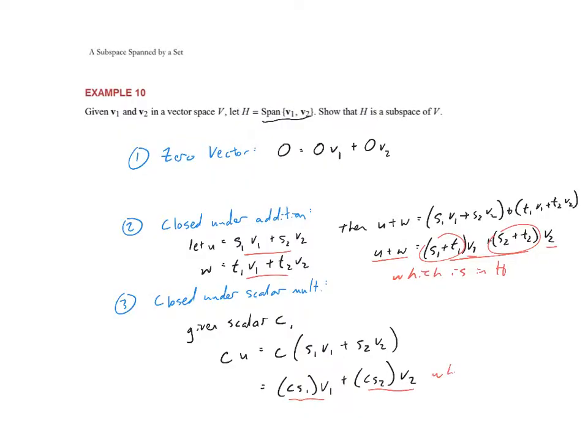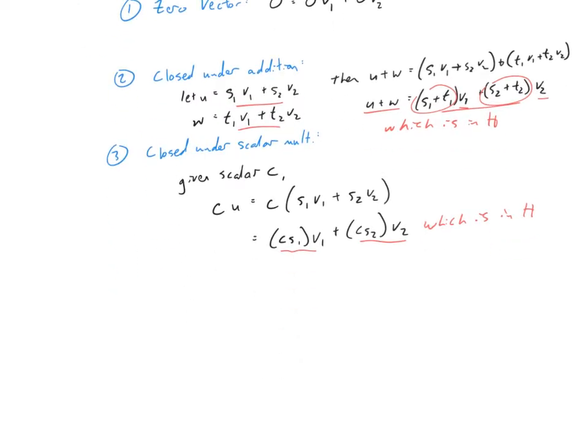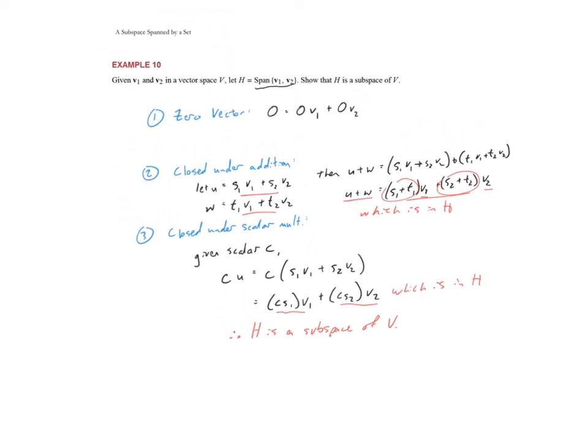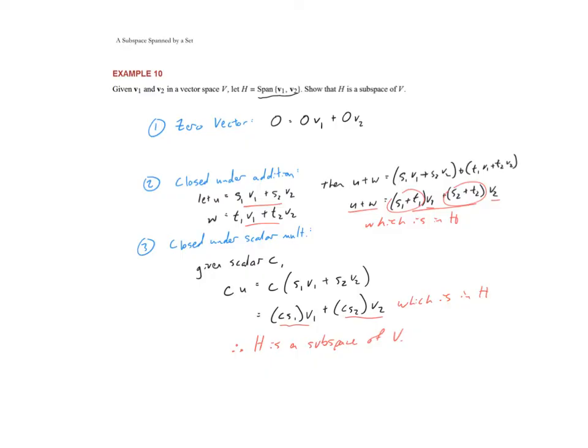So which is in H? I know that that's in H because that's how H is defined. Okay, so then the conclusion of this example will say, therefore, H is a subspace of the vector space V. Okay, so there's two examples where we show how we show that something is a subspace of a vector space.